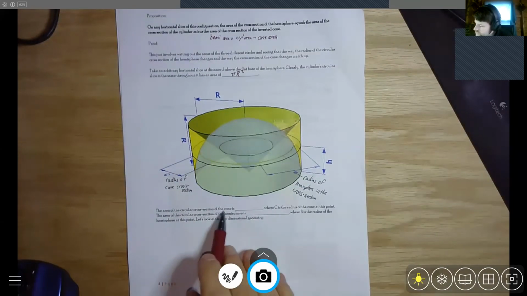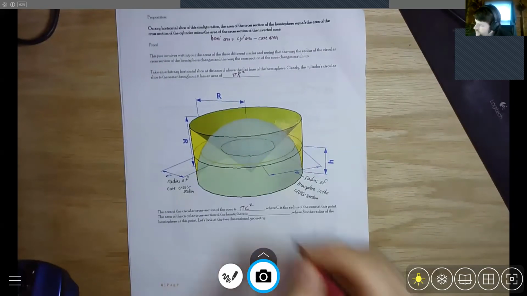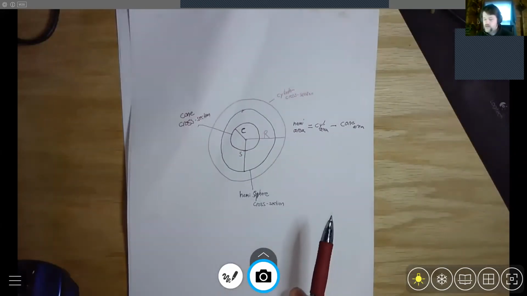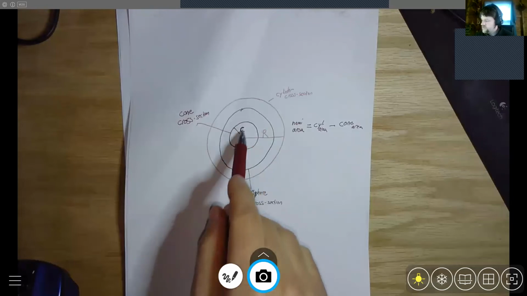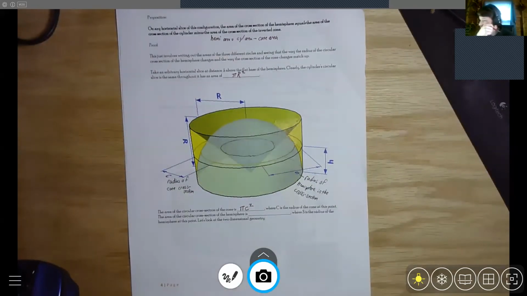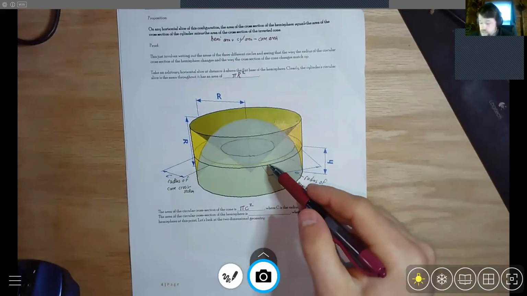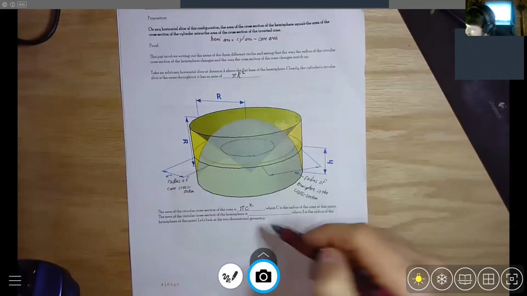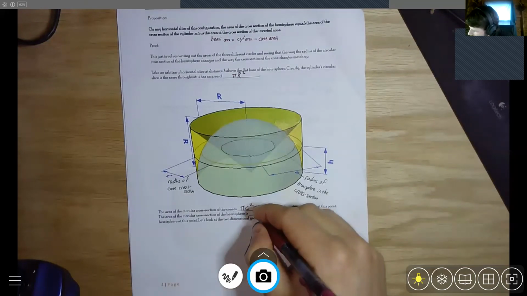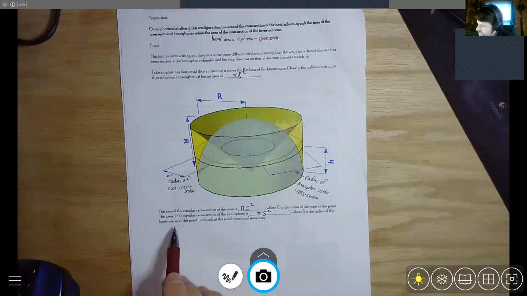Now, the area of the circular cross-section of the cone is pi c squared, where c is the radius of the cone at that point. So looking at our picture here, here's our cone cross-section. This circle is going to get bigger or smaller depending on where we take our horizontal slice from. But it's always going to be c. We're labeling it as c. And the area of the circular cross-section of the hemisphere is pi s squared, where s is the radius of the hemisphere at this point.